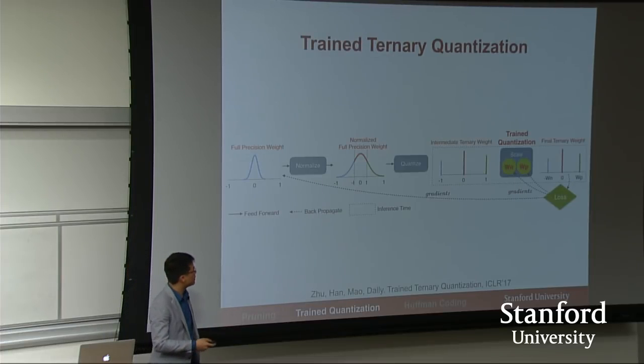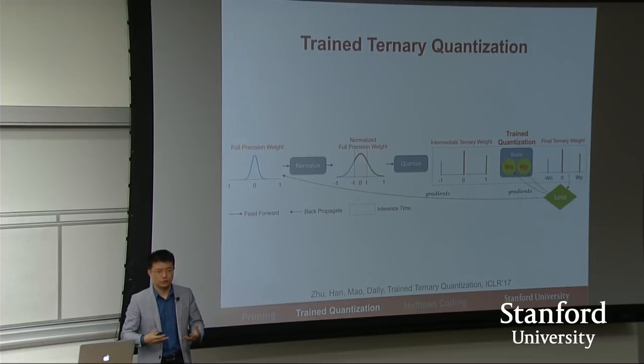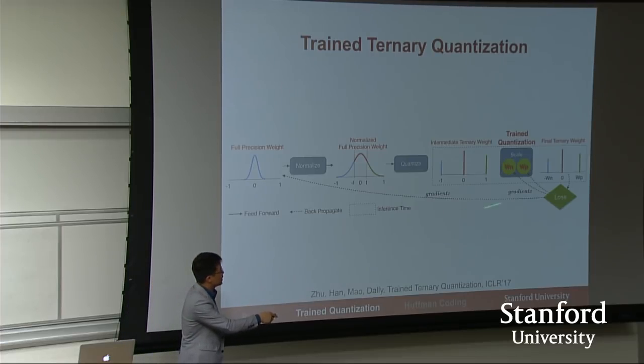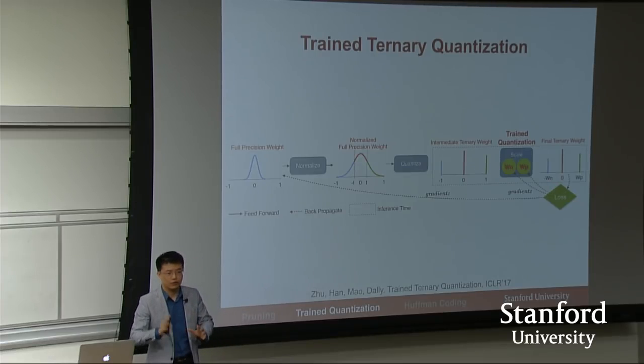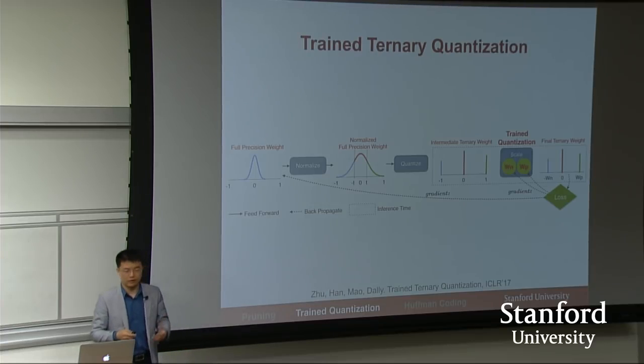And this is our recent paper at ICLR, where we maintain a full precision weight during training time. But at inference time, we only keep the scaling factor and the ternary weight. So during inference, we only need 3 weights. That's very efficient and makes the model very small.